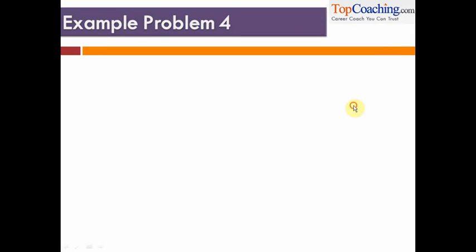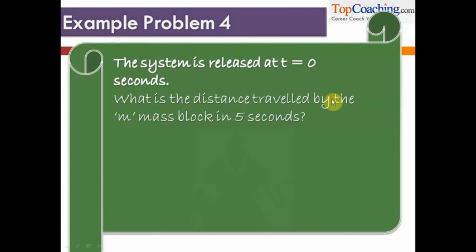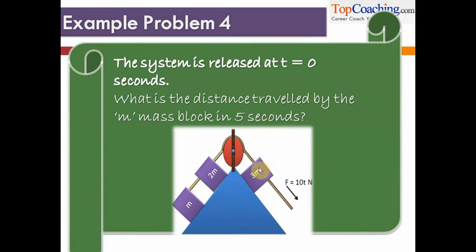Let's solve yet another one. It is given that this system shown is released at t equal to 0 seconds. What is the distance traveled by the m mass block in 5 seconds? As you can see, there's an inclined plane here, shaped in the form of a triangle. The system is released at t equal to 0 seconds.